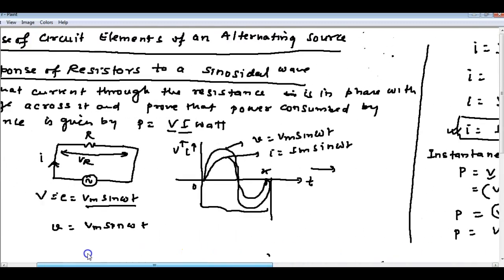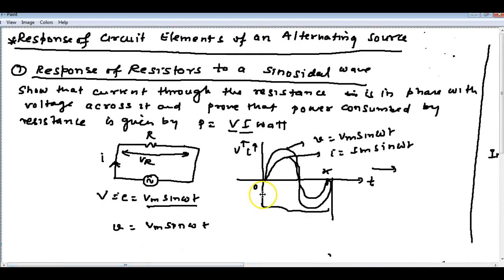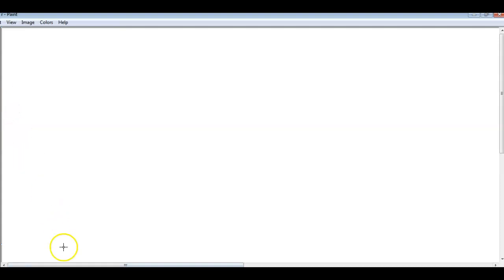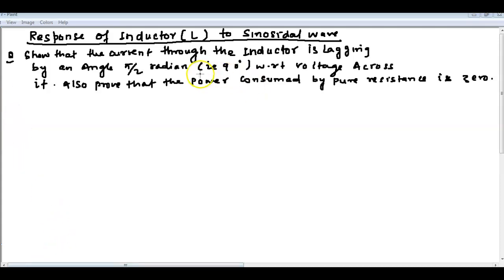Same thing, we will do for the inductor. This is the response for the inductor, the coil. These questions can come like that. The current through the inductor is lagging by the angle pi by 2. So this will be the voltage, the voltage of the coil. The difference is how much? Pi by 2. So current will be like this way. This is I, and it will lag by 90 degrees.